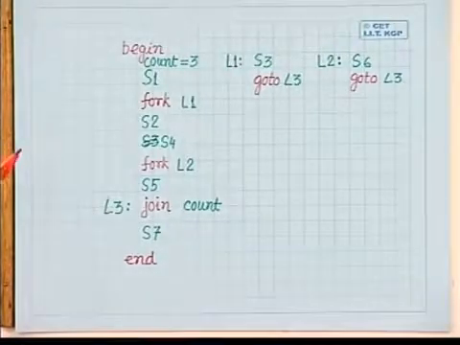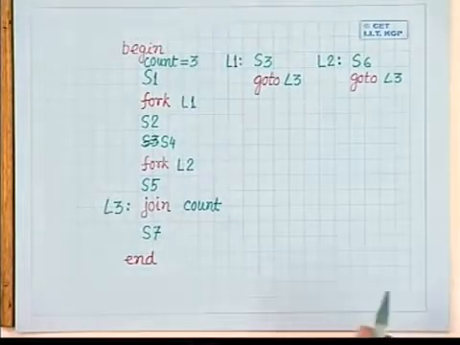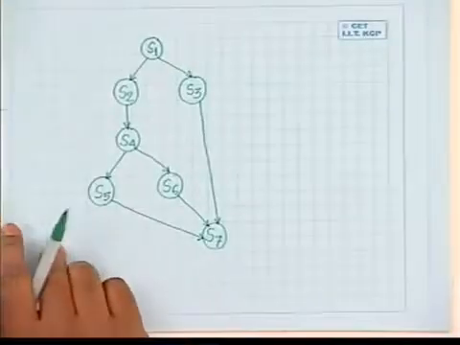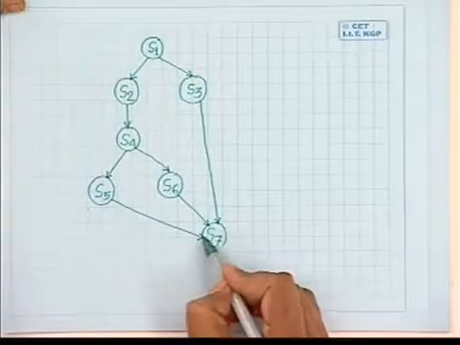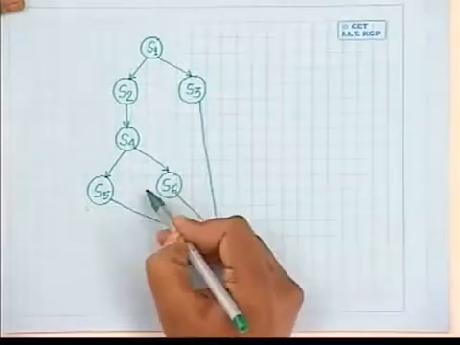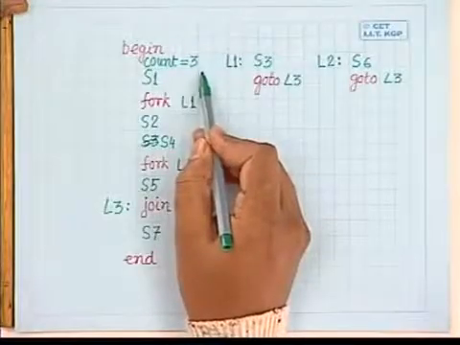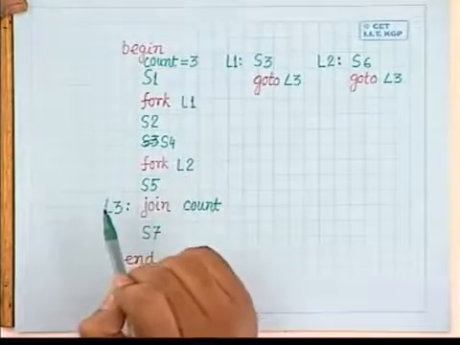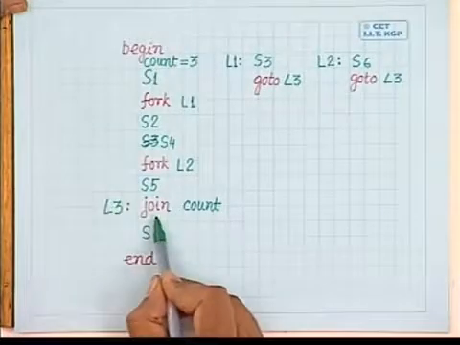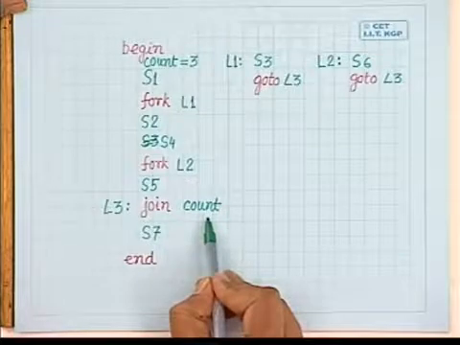How do you initialize the count? After studying your precedence graph, you find that at this point, all these 3 processes are to be combined to give you a single process. That means 2 processes have to be terminated and 1 process has to continue to execute statement S7. So that is why I have initialized the value of this variable count to 3, indicating that 3 processes are to be combined at a point. And the join statement has to work with this count argument.